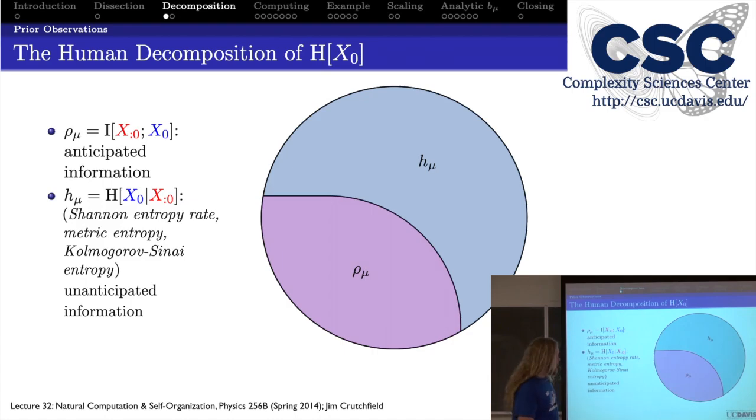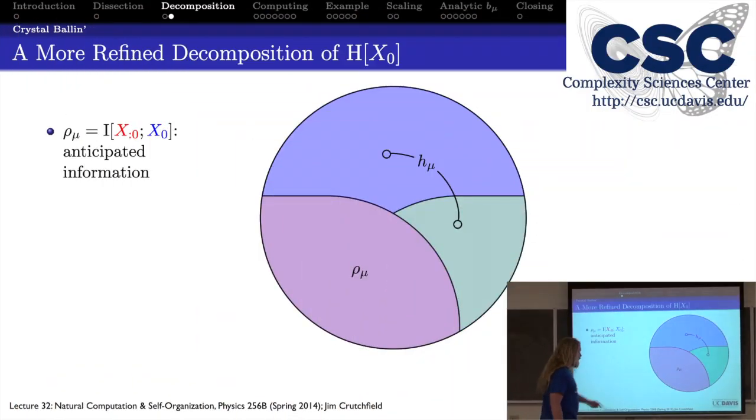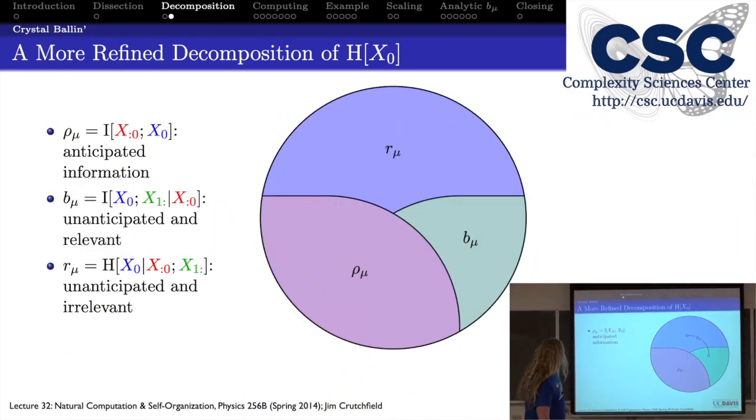And if we bring the future in, I'm only going to have it divide h mu up. I'm not going to worry about how it divides rho mu here. If you're really interested in that, you can read the paper or talk to me afterwards. But I have a reason for splitting it like this. And this breaks h mu into two components. We still have rho mu here in the present, but now we have b mu over here, which is the mutual information between the present and future conditioned on the past. And this is unanticipated but relevant information.